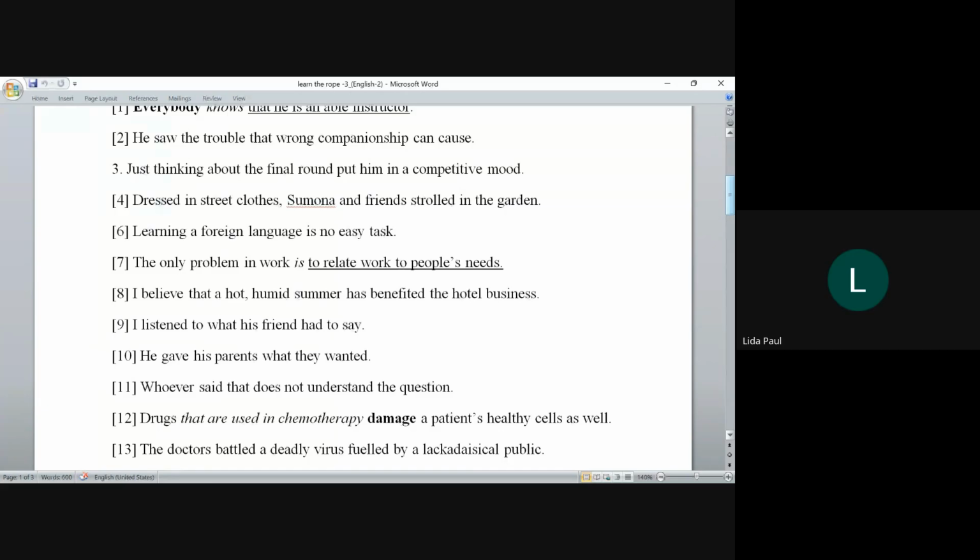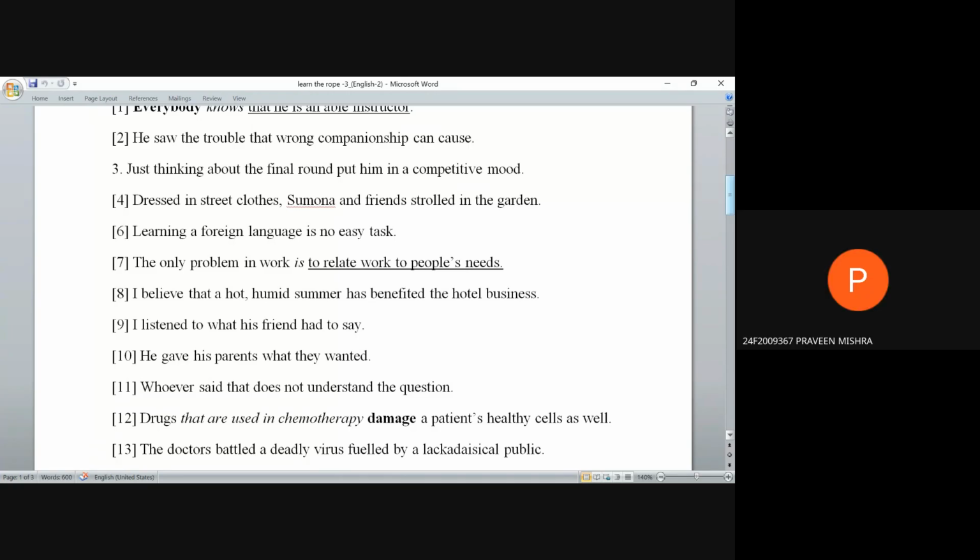Now, this one is also a different kind of clause. It is not your traditional adjectival or adverbial or noun clause, right? Because if you look at it carefully, this one also doesn't have a subordinating conjunction. It doesn't have a that or which or whose or when or anything. It says to relate work to people's needs. This is another kind of infinitival clause. But in this sentence, what is its role? Is it noun, adjective, or adverbial? The only problem in work is to relate work to people's needs.